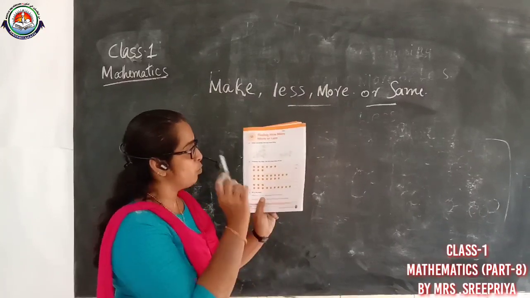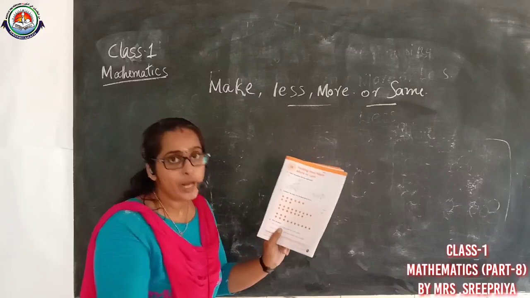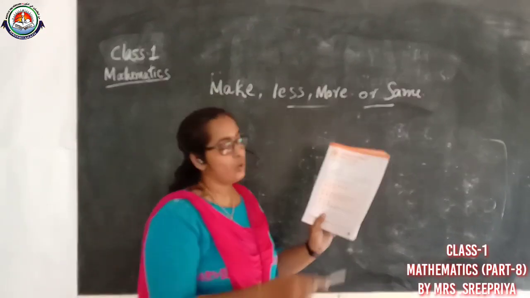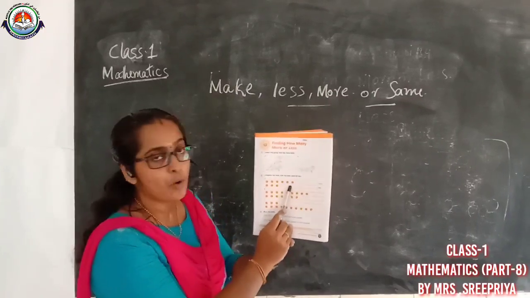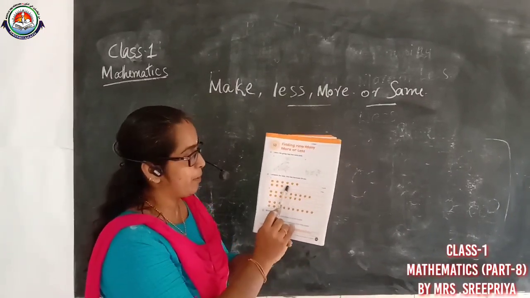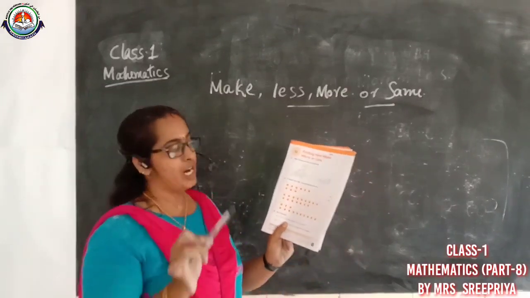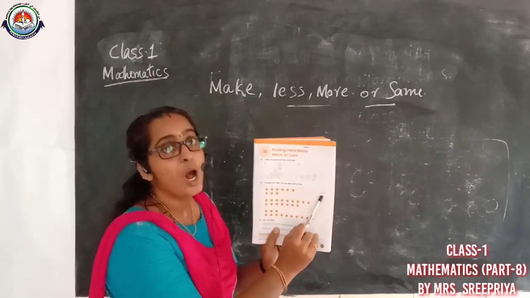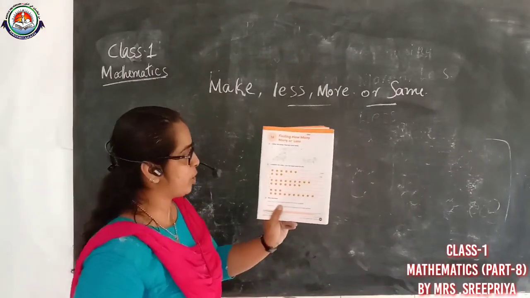So they are asking which is more here? First one. Okay. How many more are there? How can we know? By checking the empty boxes you see here. How many empty boxes are there? 1, 2, 3 empty boxes are there. That means 3 more. And here 3 less. Very good.